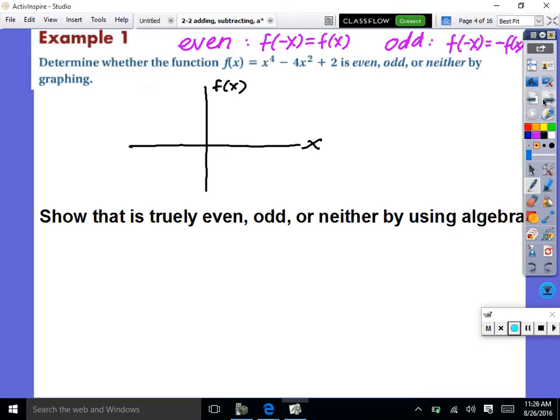So I'm going to grab my graphing calculator, and I'm going to graph it as well. You go to y equals, type it in. You hit graph. Are we all there? Do we all have it graphed on our graphing calculator? Okay.